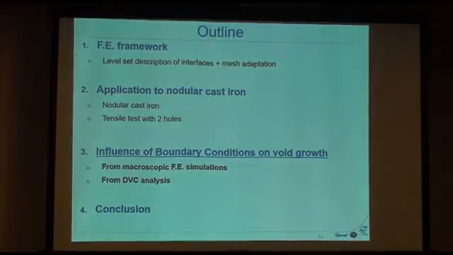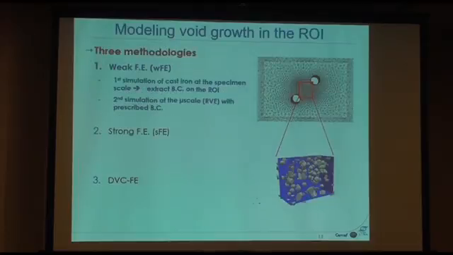Okay, so now let's come to the application. The idea is to compare different ways of applying the boundary conditions. And for this, we will compare three different techniques. The first one, that we call weak FE, is based on two simulations. The first one is a macroscopic simulation at the specimen scale. We are going to mesh this material here to perform the simulation and to extract the boundary conditions on the region of interest. And we are going to use these boundary conditions to apply at the micro scale on the RVE to perform a second simulation.